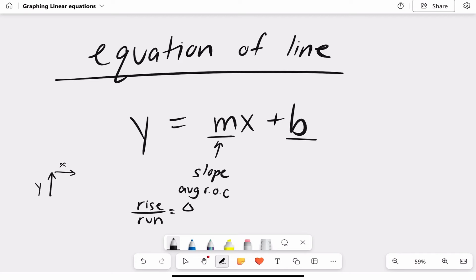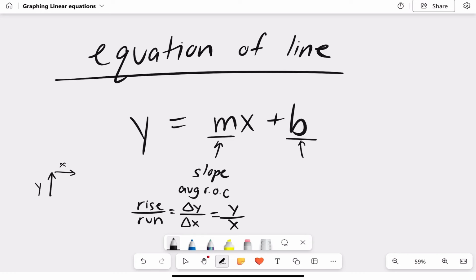This is also known as the change in y over the change in x. This little triangle symbol is technically a delta. You will see it frequently as a symbol to signify some sort of change, the change in a variable. Basically, this is delta y over delta x. Whatever our rise in y is, it's over our run in x.